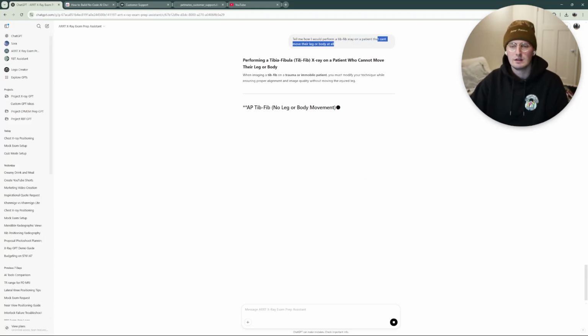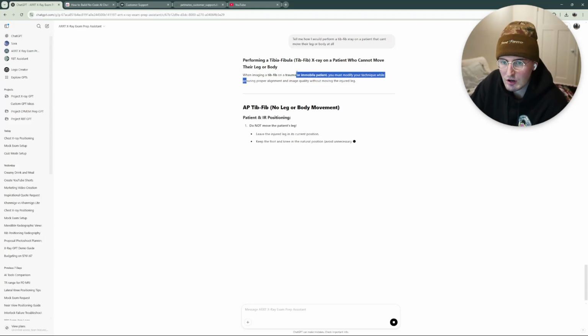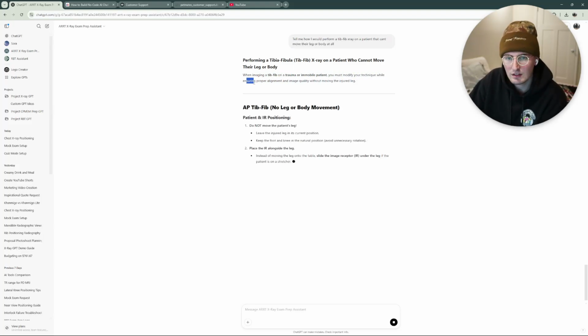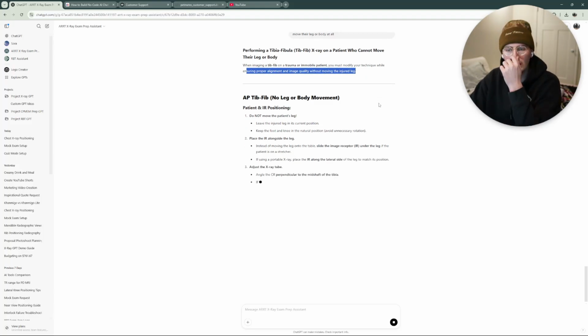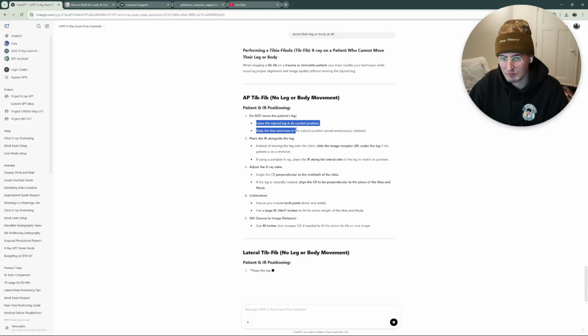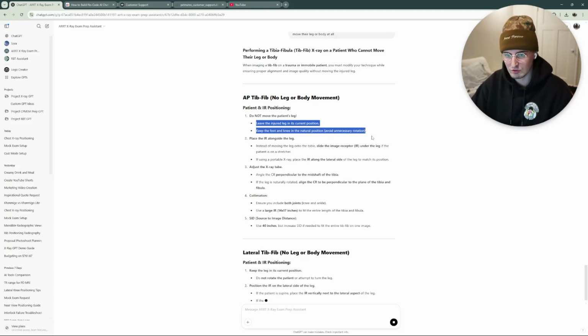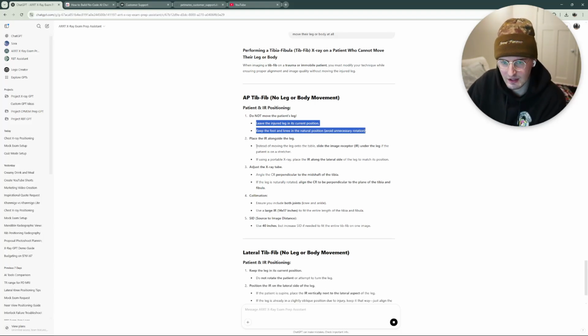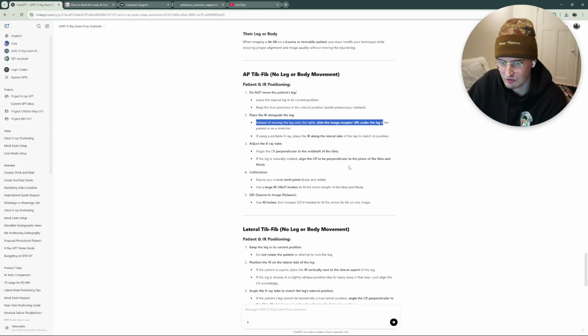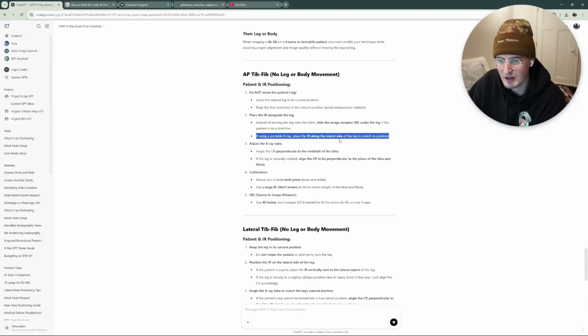Imaging a tib-fib on a trauma or immobile patient, you must modify your technique, ensuring proper alignment, and so on. Do not move the patient's leg. Obviously, leave the injured leg in its current position. Keep foot and knee in neutral. Place the IR alongside the leg. Instead of moving the leg onto the table, slide the image receptor under the leg if the patient is on a stretcher. If using a portable X-ray, place the IR along the lateral side of the leg to match its position.